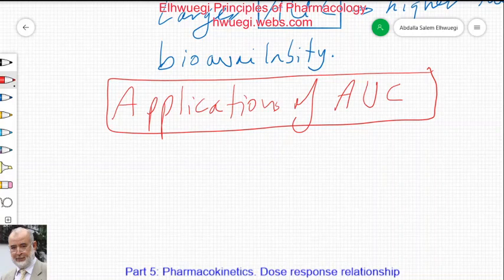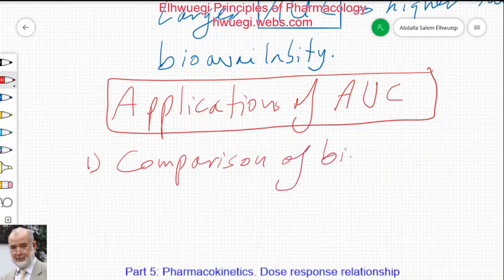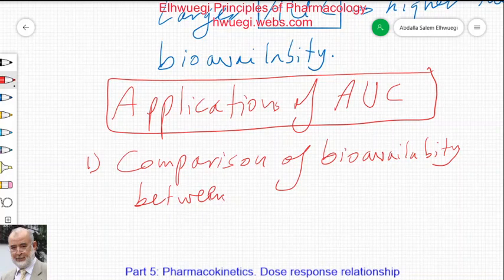The first application is the comparison of bioavailability between different drugs.